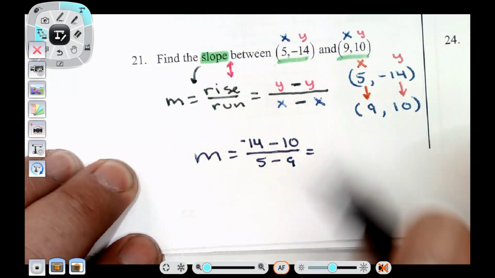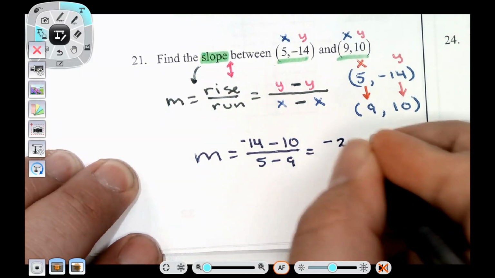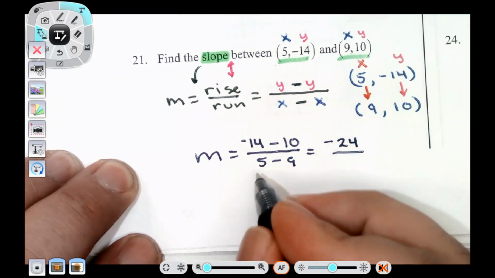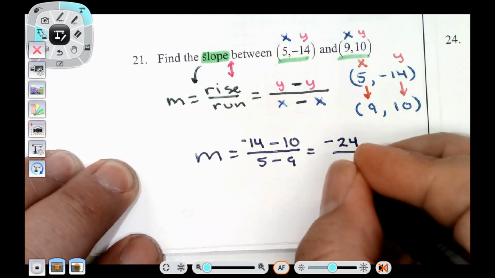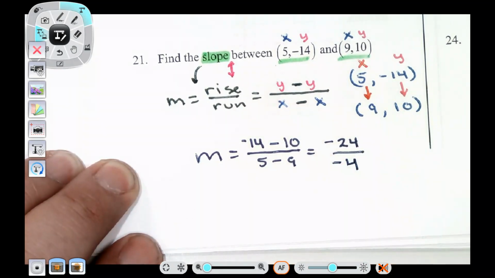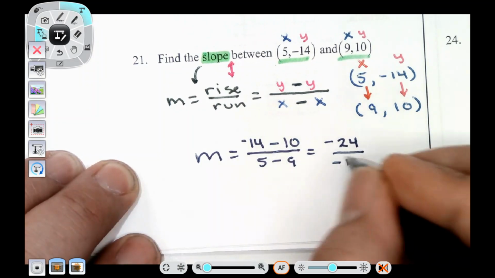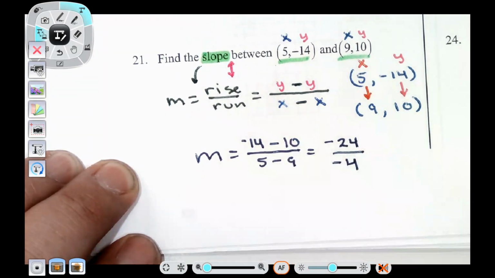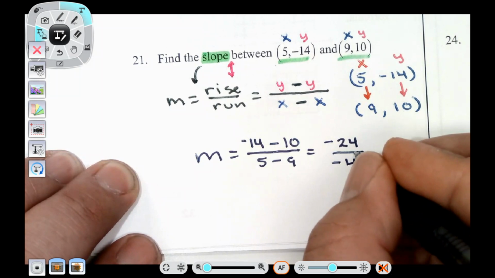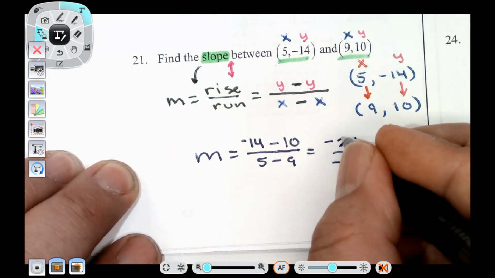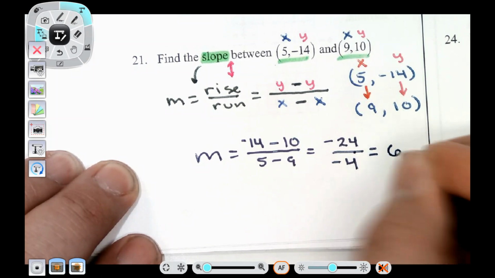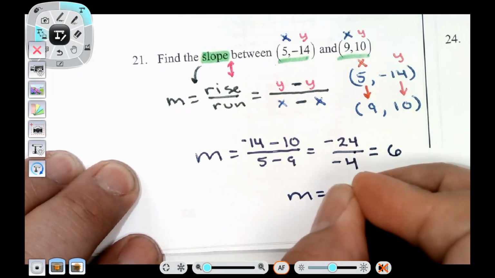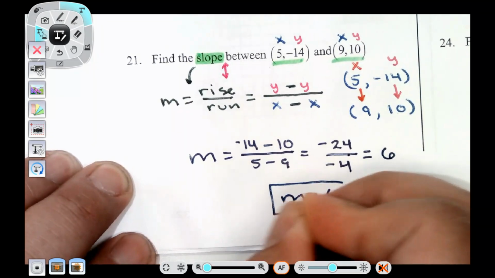Negative 4 minus 10, negative 24. 5 minus 9, well, think about it for a moment there. Negative 4. And then finally, a fraction means division. Again, we always take it down to basics. If this means division, negative 24 divided by negative 4 is simply positive 6. And just like that, we have the slope of our line.